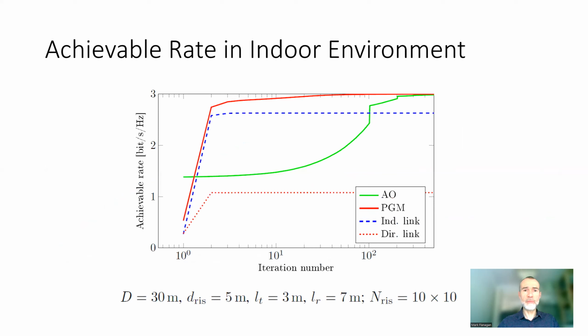Okay, if we then look at similar experiments in the indoor environment, we find similar conclusions, except the gain is actually a little bit better. So we find here, for example, looking at the AO, again, it takes a very long time to converge over 100 iterations, whereas our PGM algorithm converges rather rapidly. And again, if you look at the direct link only, we're only getting 1 bit per second per hertz, which is just about tripled through the use of the RAS. So it's certainly very useful to deploy the RAS in that particular geometry.